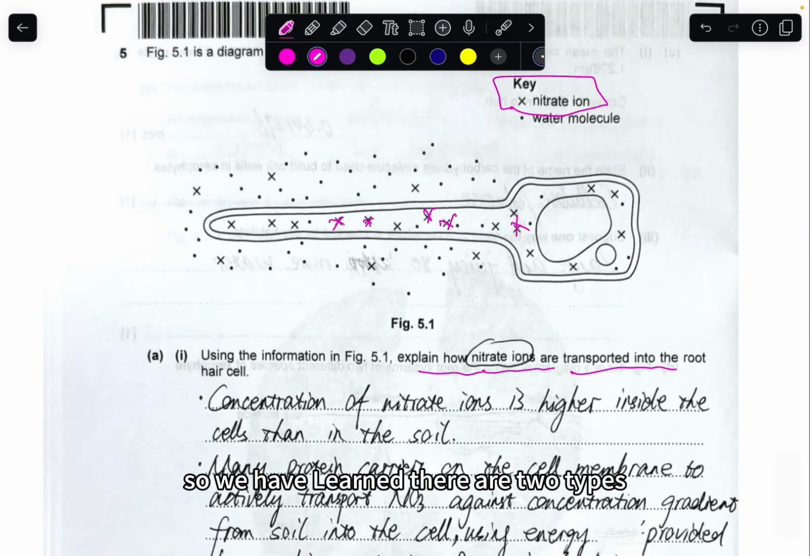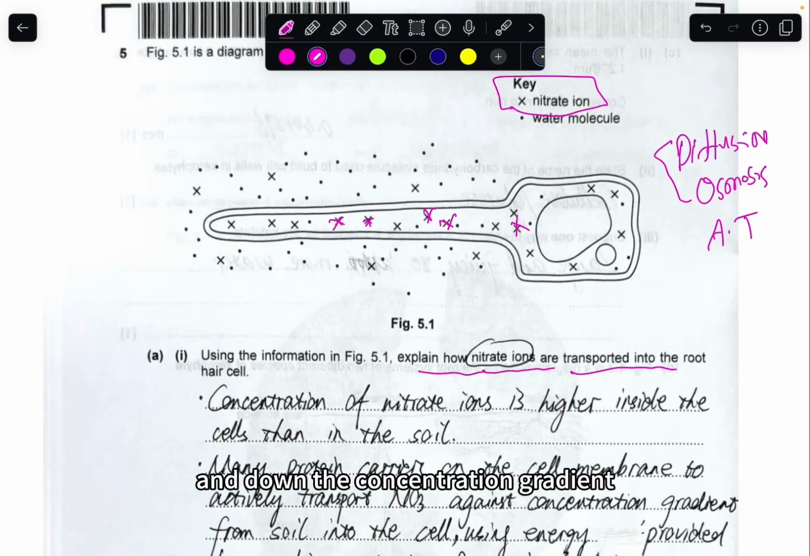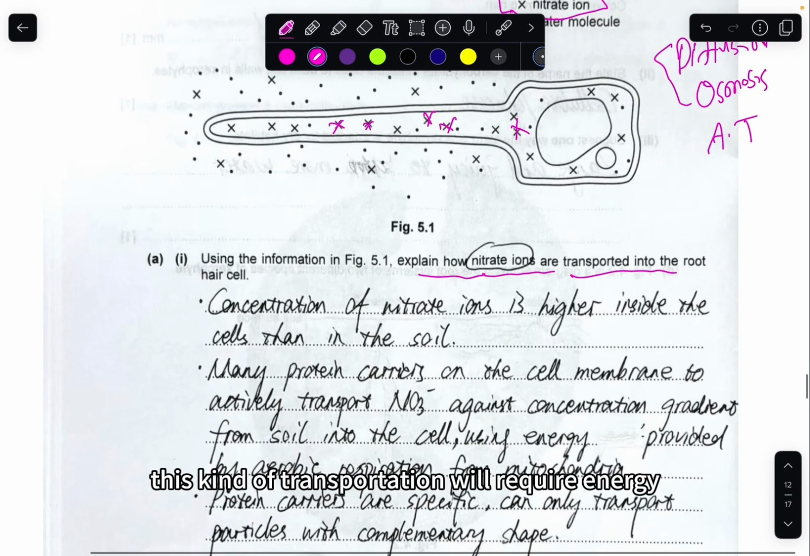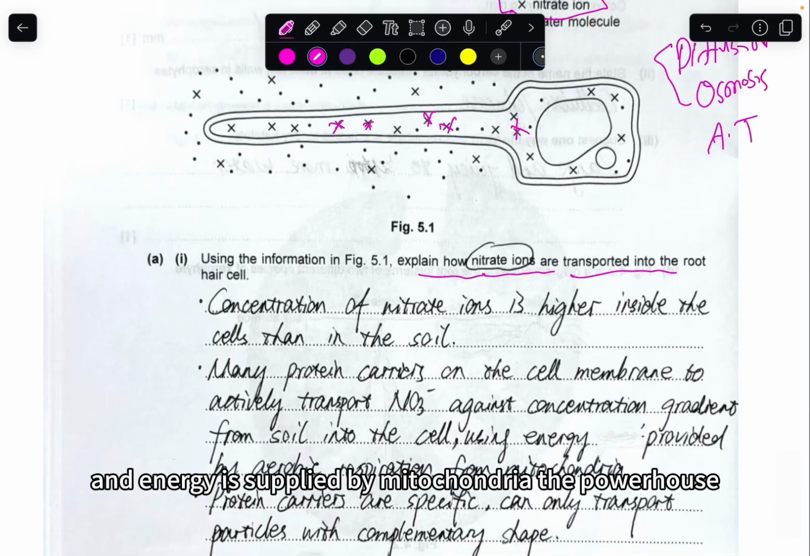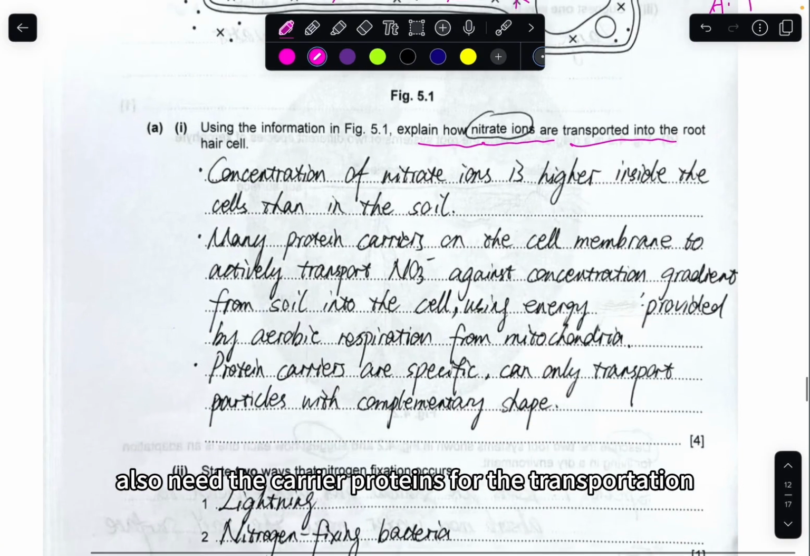So we have learned there are three types of transport: diffusion, osmosis, and active transport. Osmosis and diffusion don't require energy and go down the concentration gradient, but active transport is against the concentration gradient. So this kind of transportation will require energy, and energy is supplied by mitochondria, the powerhouse, and we also need the carrier proteins for the transportation.